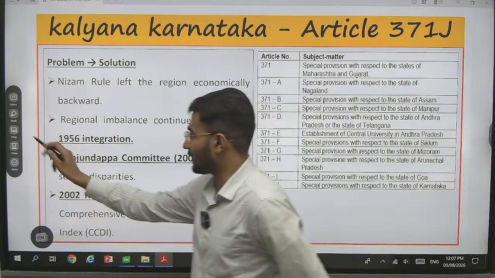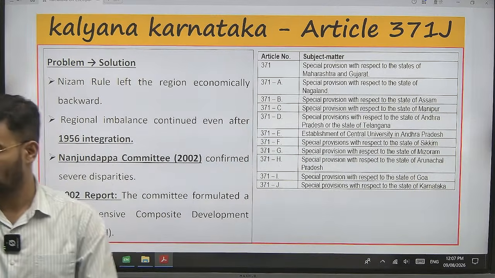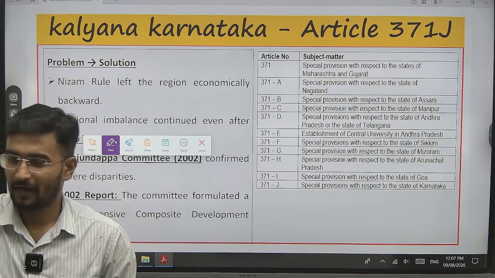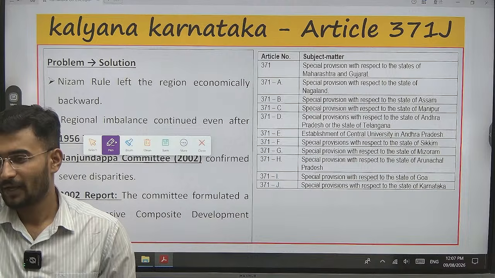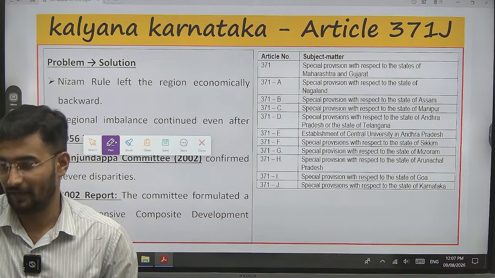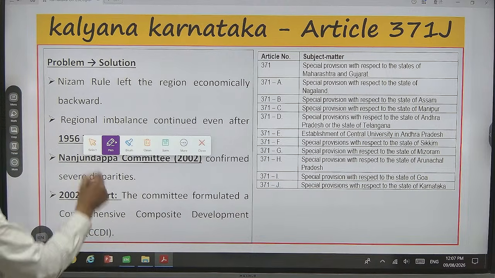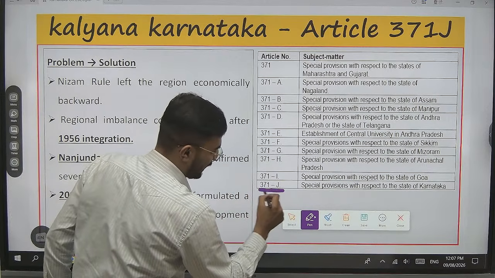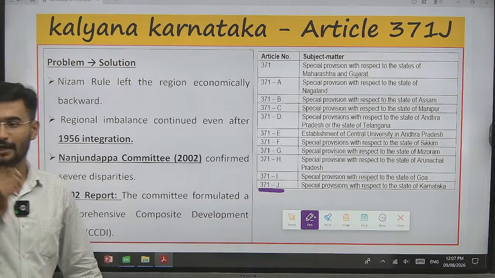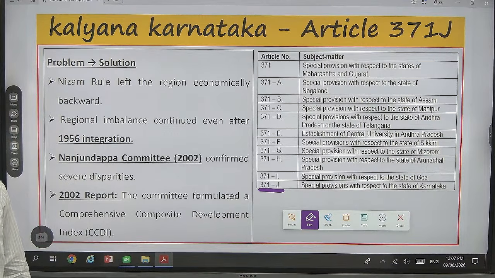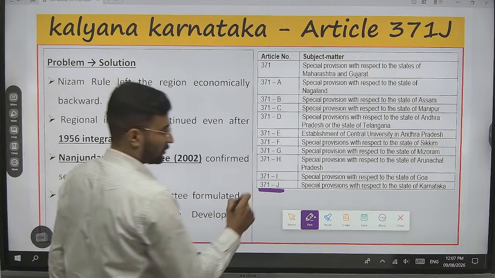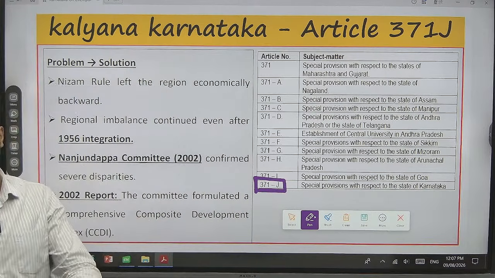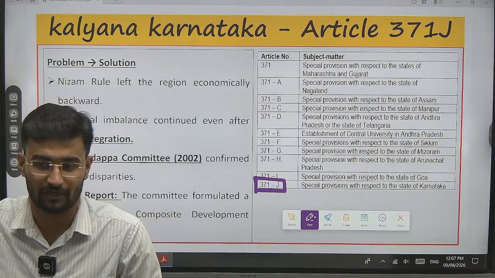the Kalyana Karnataka region. You already know the Kalyana Karnataka region. Which amendment is that? 96th. In which year? 2011 and 12. Now the question here is, why have we given special powers to this Kalyana Karnataka region via 371J?